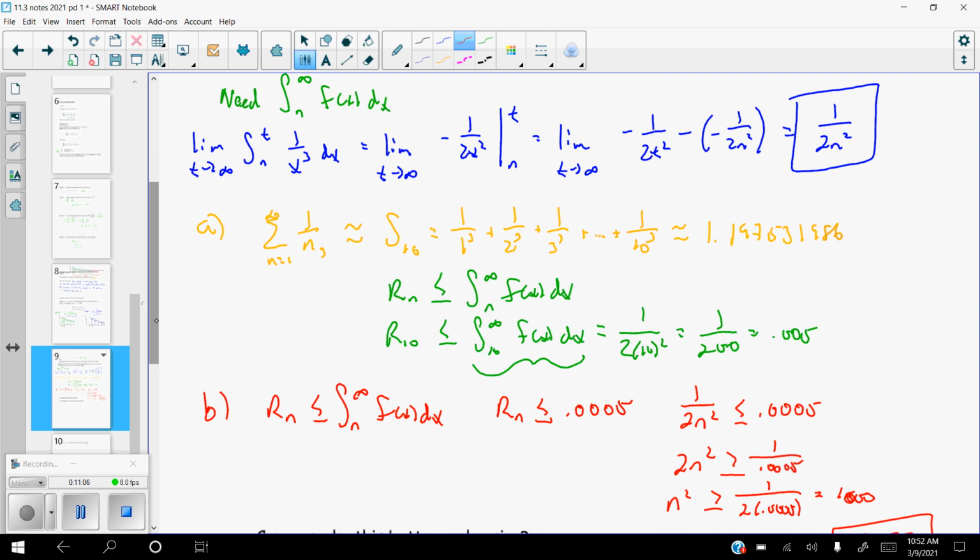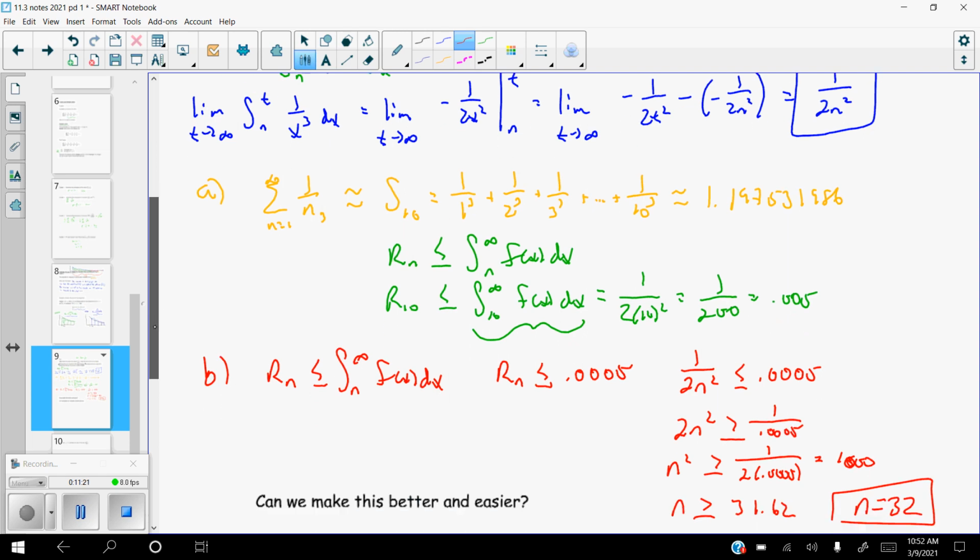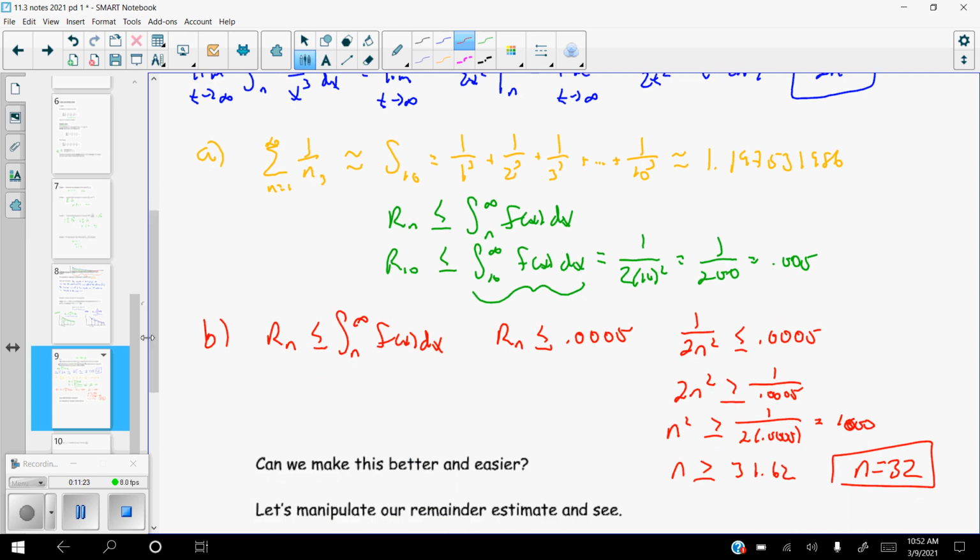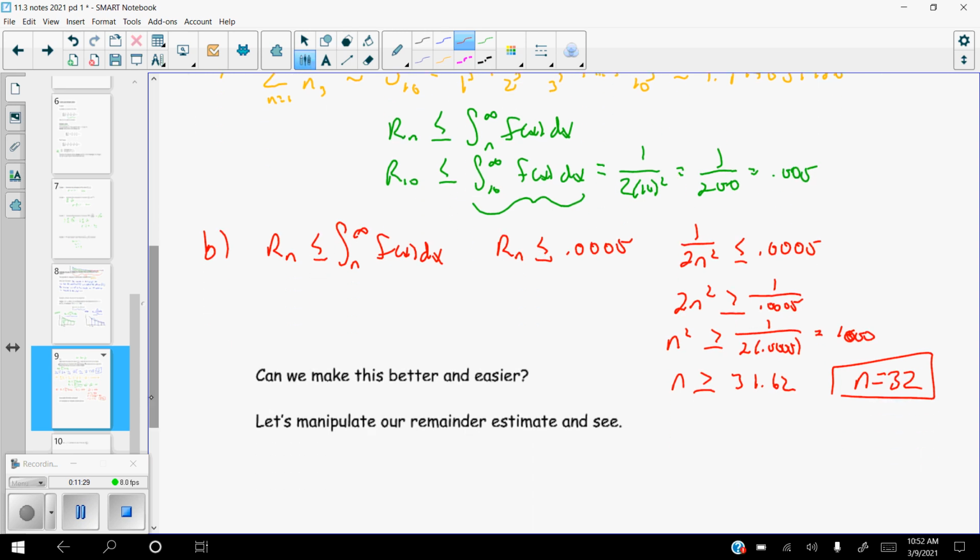Okay, not a short process to do by any stretch of the imagination, but you definitely need to be able to do the improper integral from n to infinity in order to develop the general form for the remainder. Okay, that is going to be your remainder form. And then you can use that remainder to figure out how accurate you are, how accurate you need to be, how many terms you need, and so on. So the question is, can we make this better and easier? And the answer is yes.